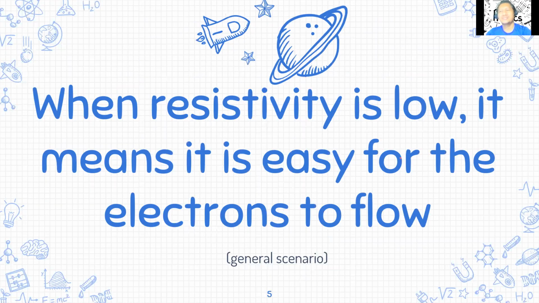When resistivity is low, it means it is easy for electrons to flow. So, unsa man ning resistivity? Kanang i-resist niya ba ang flow? So, pugngan ang flow. Dili niya i-tolerate ang flow. So, kung low ang resistivity, dili man pugngan, so sayon na ang pag-flow sa electron.